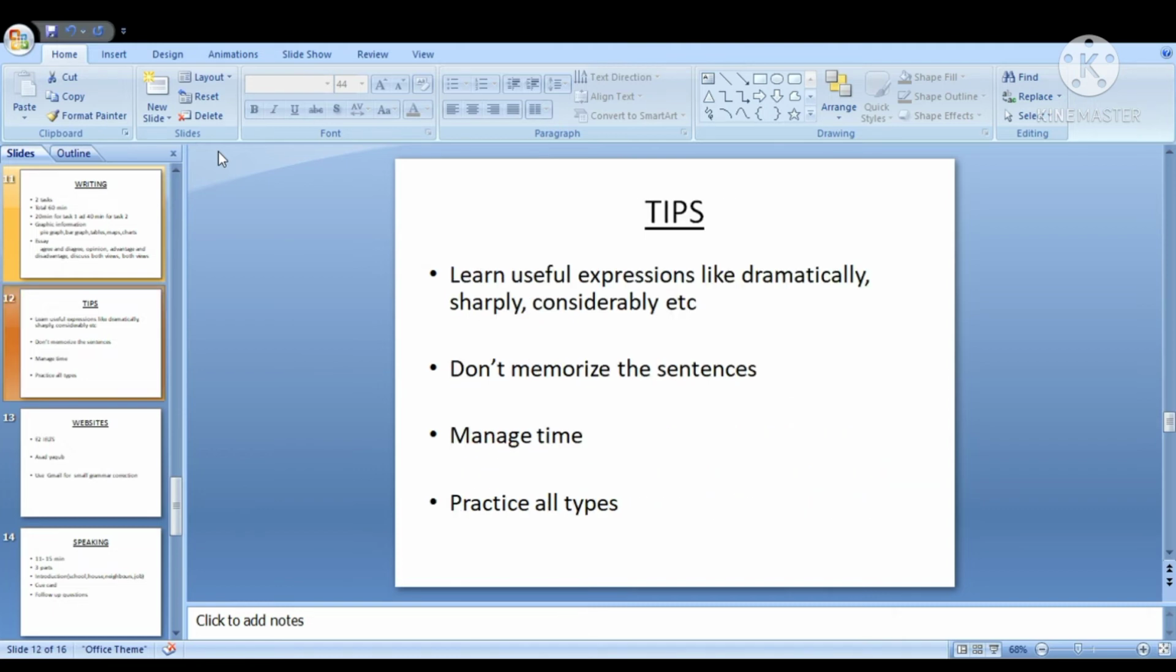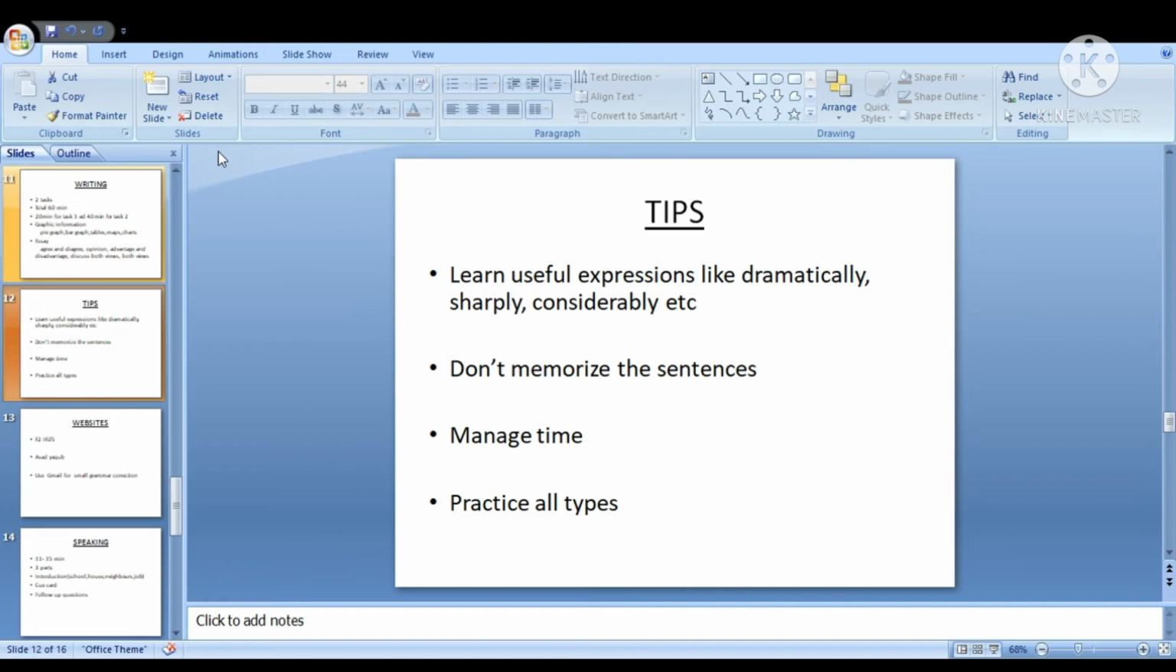To get a good band in the IELTS writing module, don't memorize sentences. If you memorize sentences, they will automatically lower your band, and use some useful expressions like dramatically, sharply, considerably. These are some of the expressions that we can directly write during the IELTS writing exam.